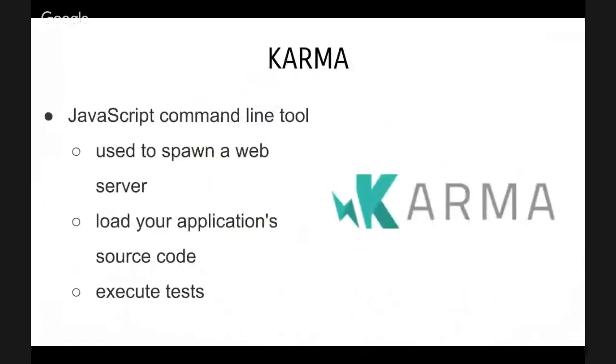Moving on to Karma. Karma is a JavaScript command line tool that can be used to spawn a web server which loads your application's source code and executes your tests. You can configure Karma to run against a number of browsers, which is useful for being confident that your application works on all browsers that you need to support. Karma is executed on the command line and will display the results of your test on the command line once they have run in the browser. Karma is a Node.js application and should be installed through npm.